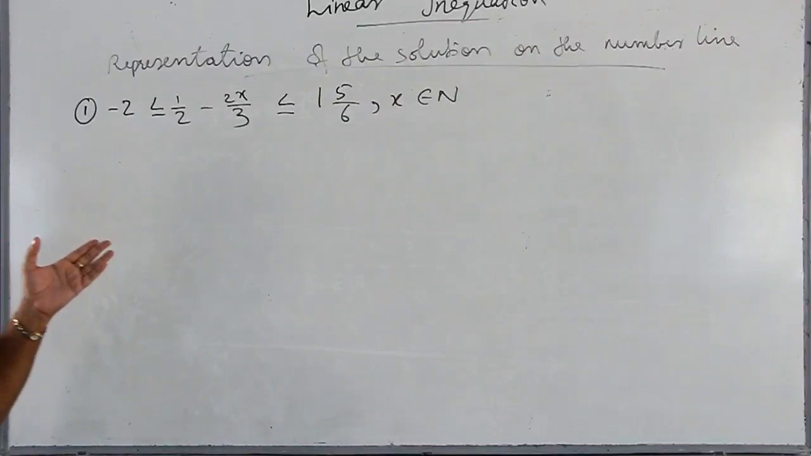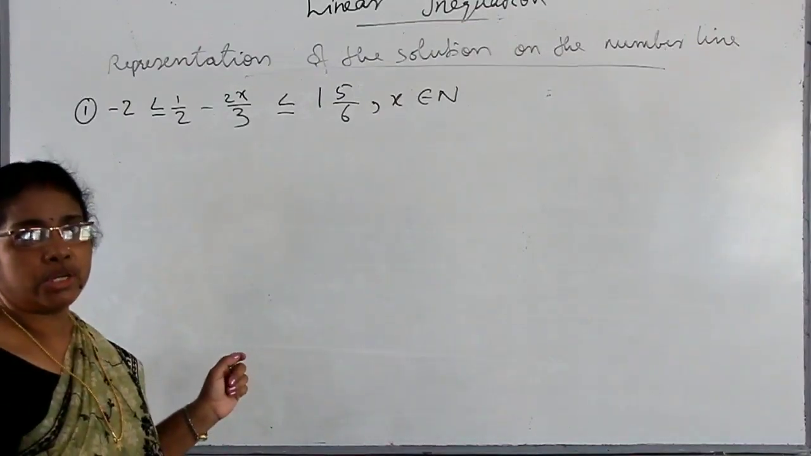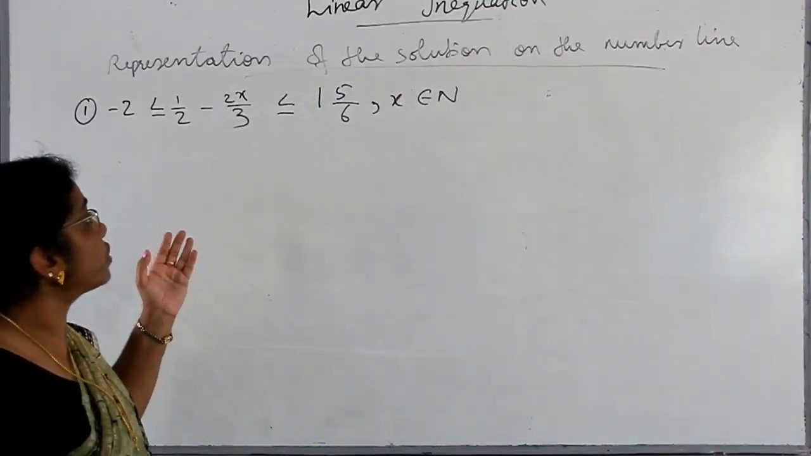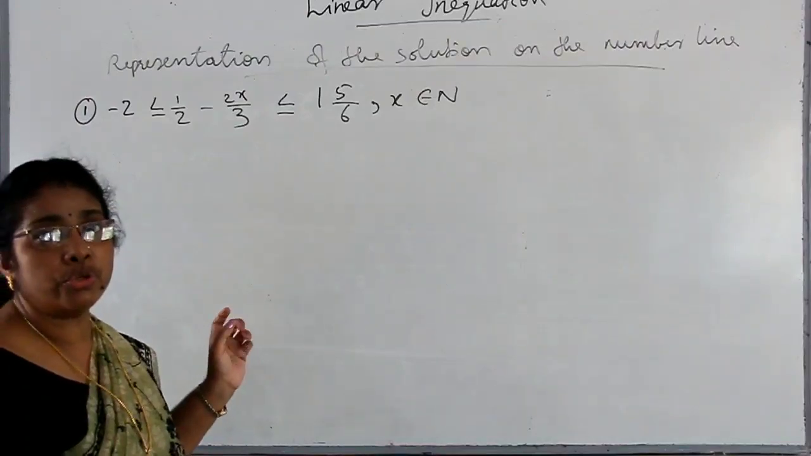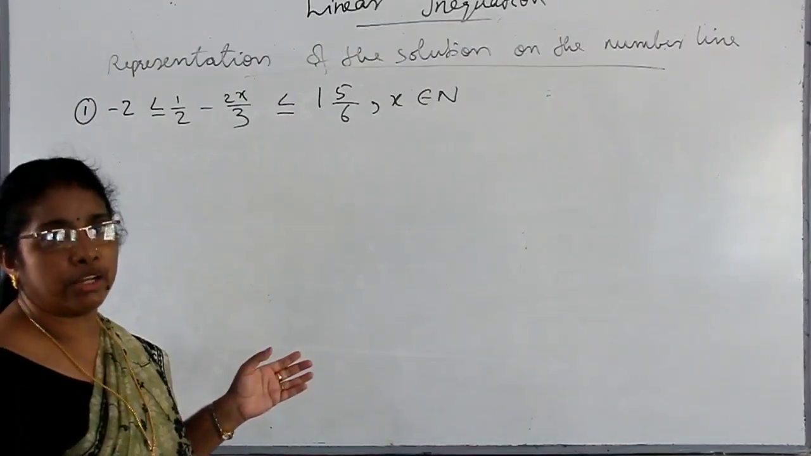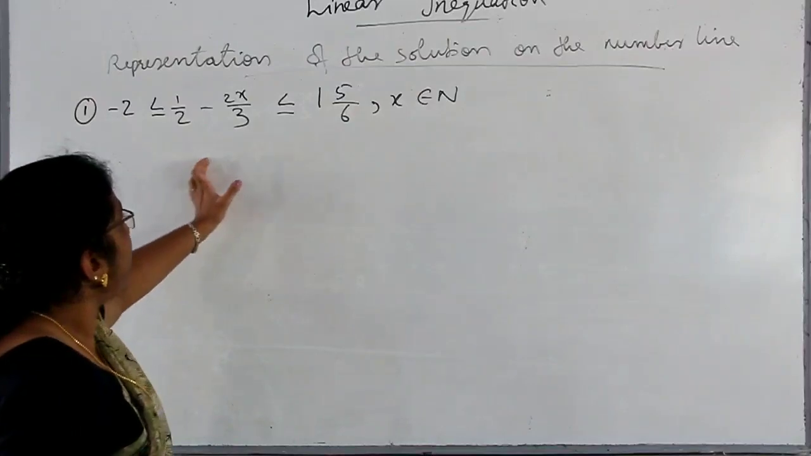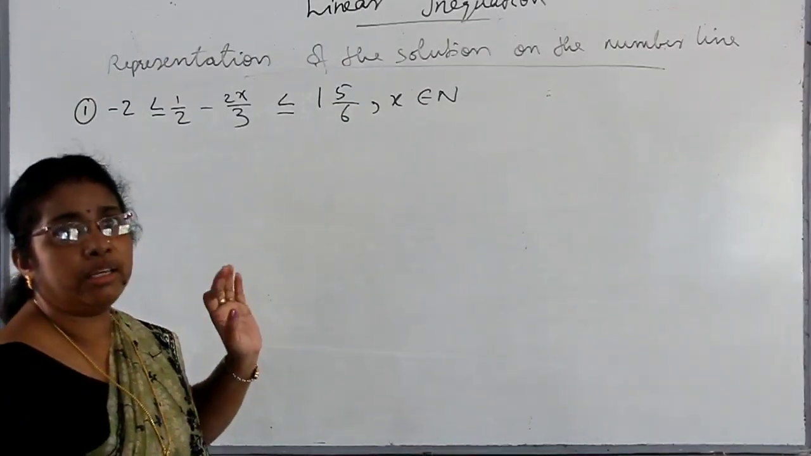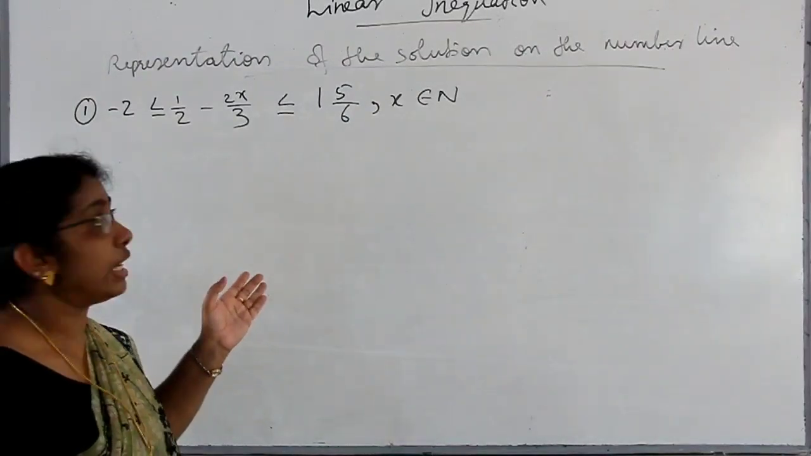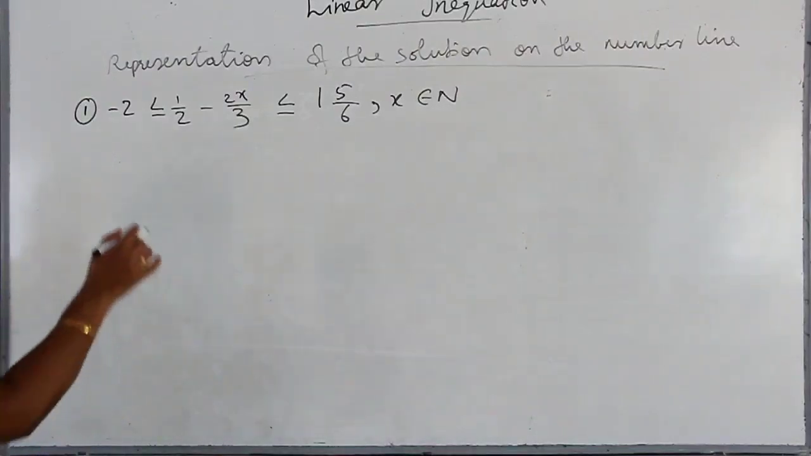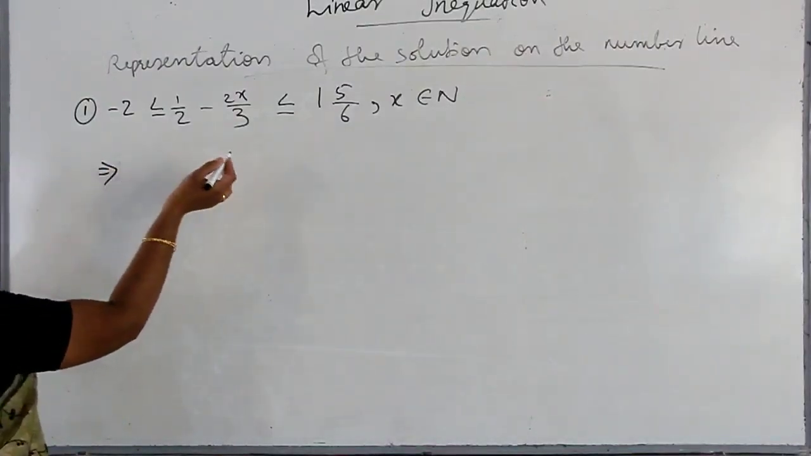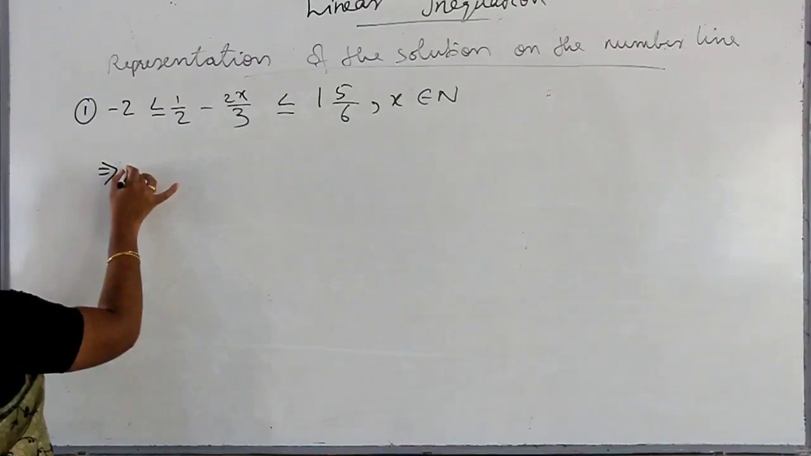Here also a double inequation is there. First we have to split. We should split this double inequation into two simple linear inequations. Don't do this directly. If you do it directly, there may be a chance of error, mistakes will be there. So we split this one into two simple linear inequations.